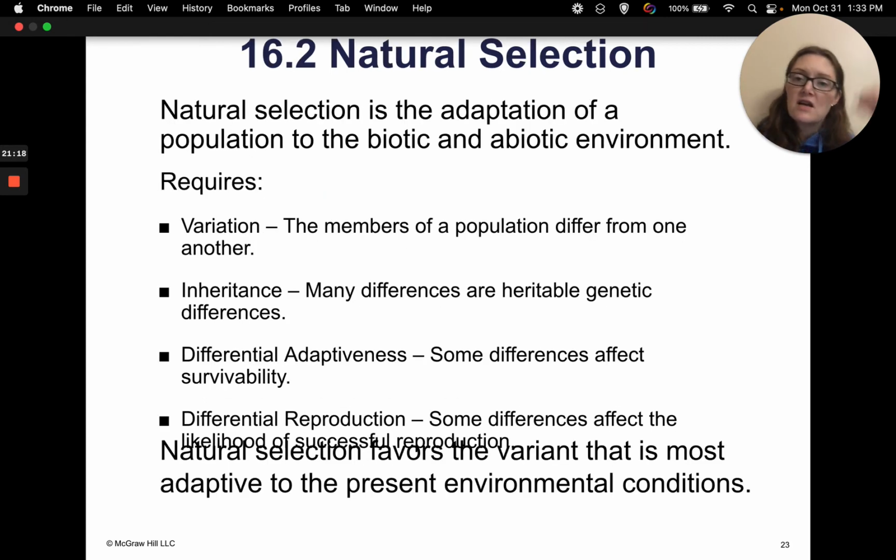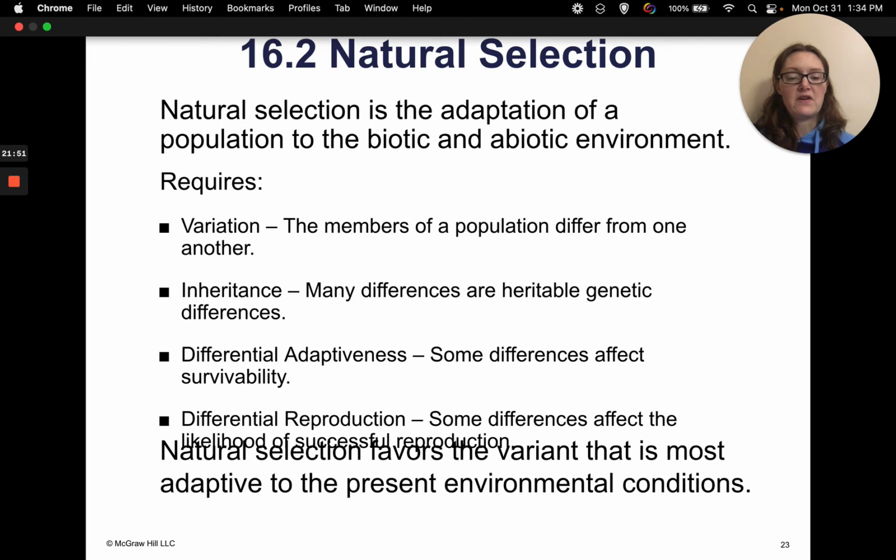So moving on, talking about natural selection. Natural selection is the adaptation of a population to the biotic (living) and abiotic (non-living) environment. There are variations, meaning members of a population differ from one another. Inheritance: differences are heritable, genetic differences. And differential adaptiveness: some differences affect survivability and differential reproduction. Some differences affect the likelihood of success in reproduction.